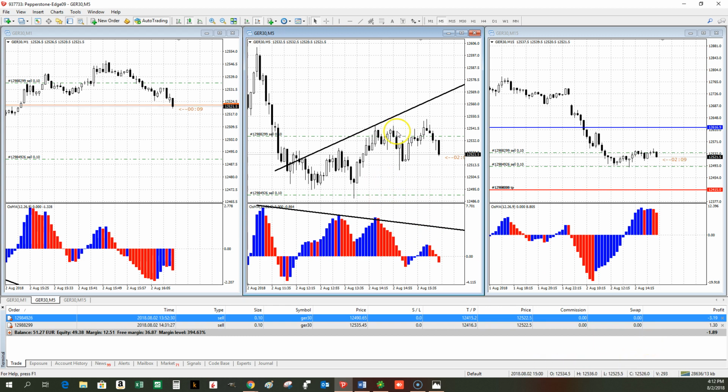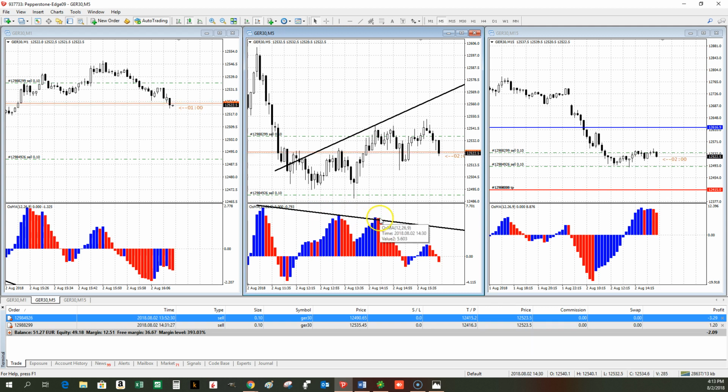I took another trade on this third wave. As you can see on 5-minute charts, we have negative divergence. So on the third wave, I started to take another trade, 0.10 lots. And this trade, okay, is supposed to get back my first trade, okay?